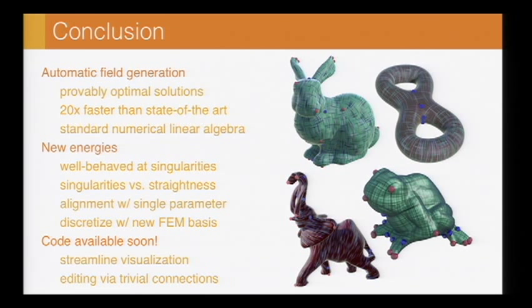Pretty soon now we'll put some code online that has some nice streamlined visualization and also lets you edit the optimal solution after the fact with a trivial connections method. So if you don't like the optimal thing, you have some artistic criteria, you can still change where the singularities go. And that's all I have to say.